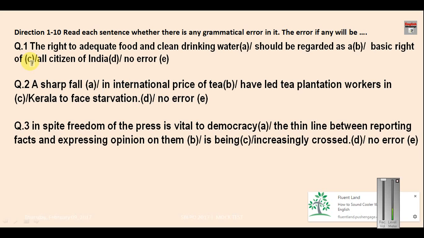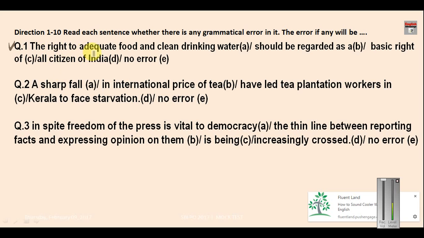Now this is the first part, and this first part belongs to spotting error. So in this sentence there are 4 parts, where the fifth part belongs to the no error section. So you have to go through this entire sentence, and whichever part has the error, that is your answer. The right to adequate food and clean drinking water should be regarded as a basic right of all citizens of India, and no error. So these kinds of sentences are very common and very important also, because these are typical of banking exam questions.